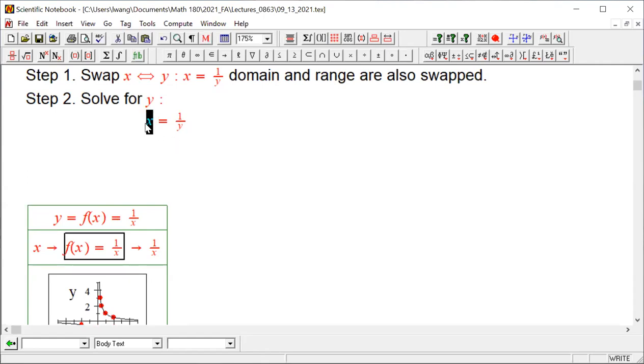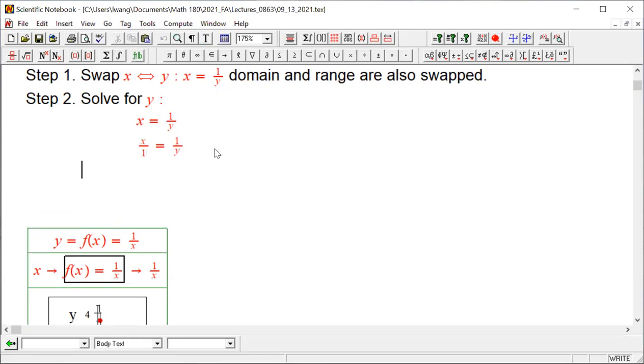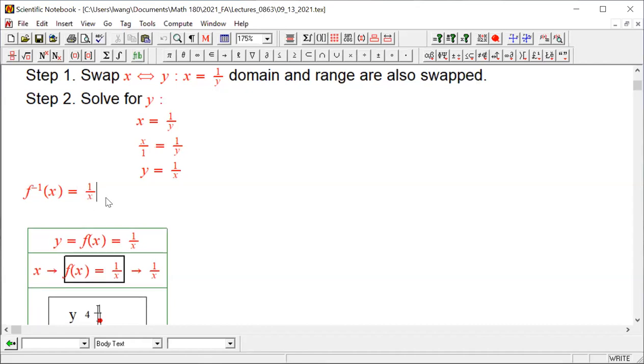We can just treat it like this, right? Hold on. We can just treat it like this. x is what? It's x over one, right? And we flip it upside down. So y equals what? One over x. As a result, the inverse function is going to be 1/x. The inverse function is going to be 1/x.